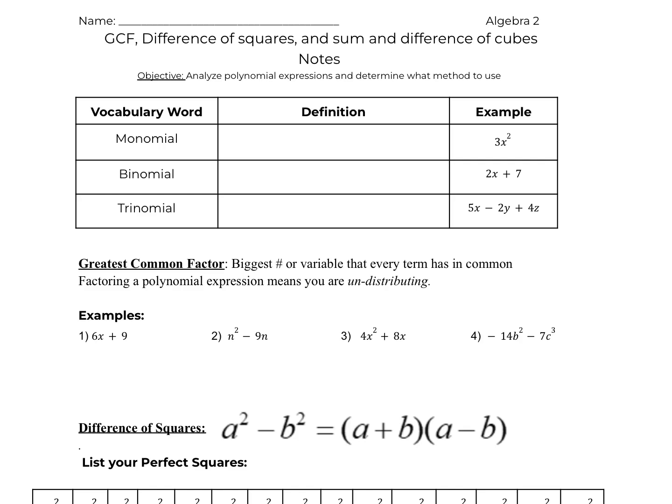All right, today we're going to talk about factoring. We're going to start off with our beginning lesson on greatest common factor and taking difference of squares and sum and difference of cubes.